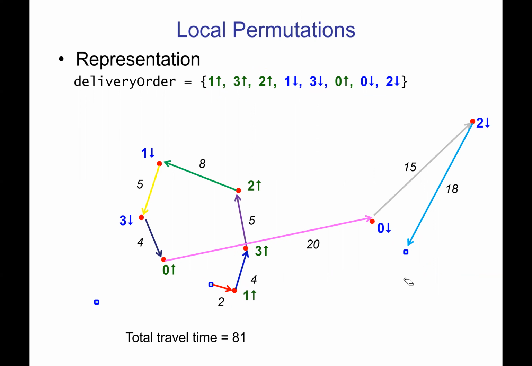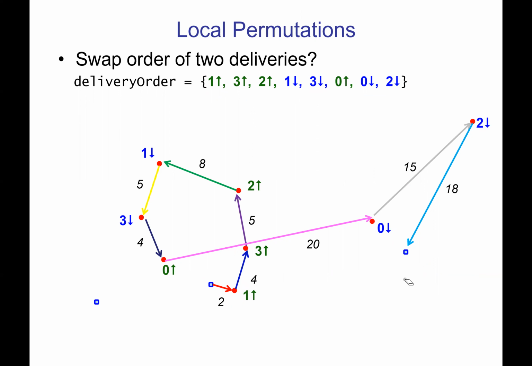So one of the perturbations we talked about was to swap the order of 2 deliveries, okay? I think 2 of the ones that we talked about swapping were this one and this one. So what do I have to do to store that new delivery order? Not much, okay? If I want to swap these 2 drop-offs, all I have to do is find them in my delivery order and just swap them in the vector.